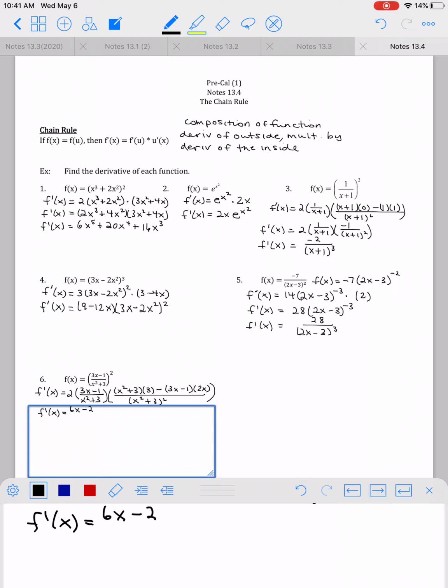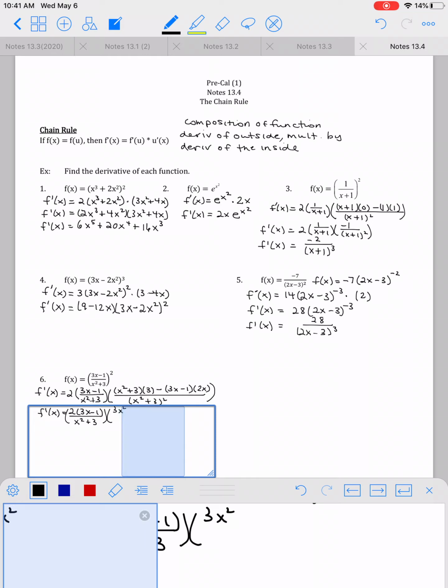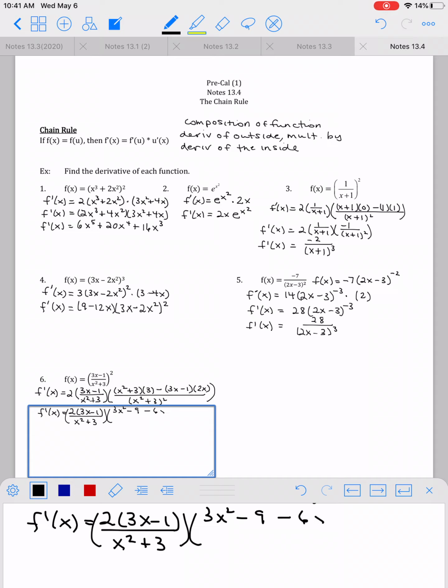6x minus 2. Actually, I'm just going to write that. We'll leave the 2 because I don't know if that'll cancel yet. So let's leave that, over x squared plus 3. So let's take that. And now let's simplify on the inside and see what happens. So 3x squared minus 9 minus 6x squared plus 2x, all over that quantity x squared plus 3 squared.